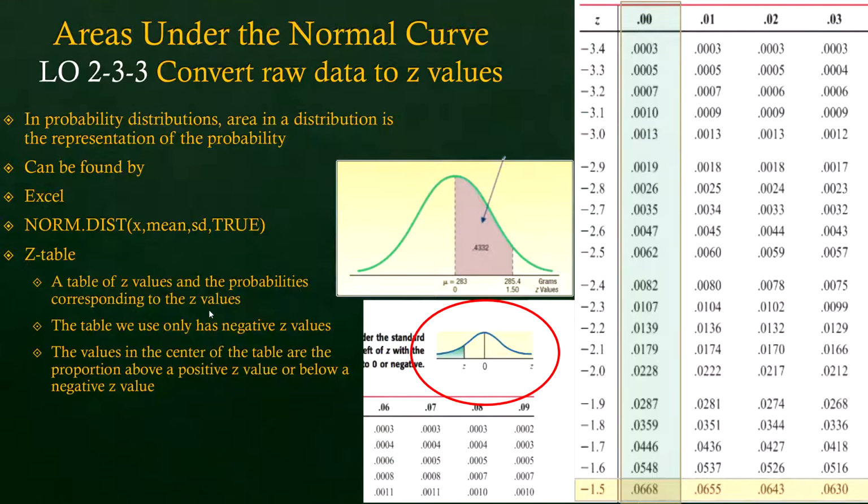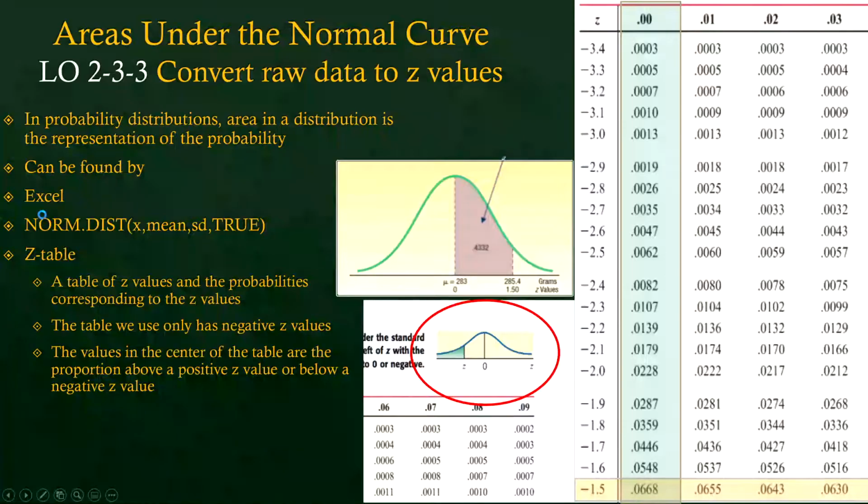So next, we're dealing with z-values, like I said, and every single observation has a z-value. So in a probability distribution, area in a distribution is the representation of probability. So what we're essentially attempting to do is find the area within a distribution. What is the area between two points in this distribution? And so you can do this with Excel.